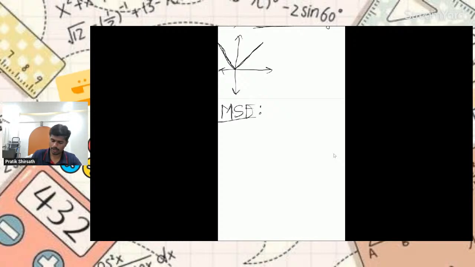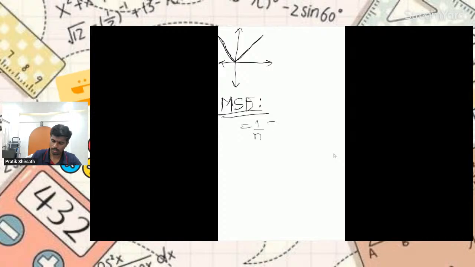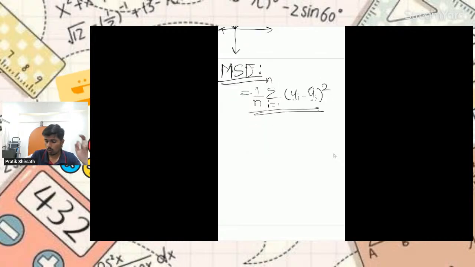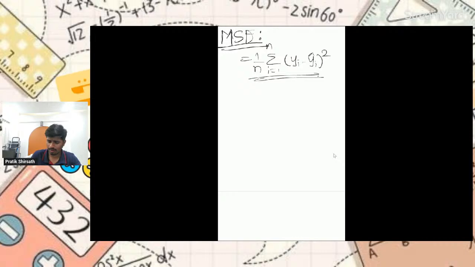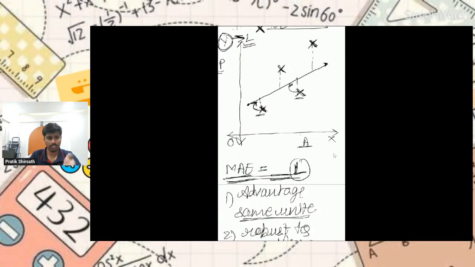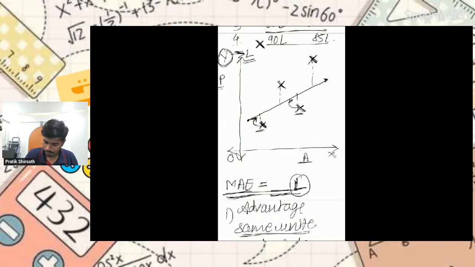Now, what is mean square error? You know the formula of mean square error: it is 1 upon n, summation over n. We have to remove the modulus function: (yi minus yi cap) the whole square. This is my mean squared error. Now, while focusing on mean square error, let me take this same graph again.